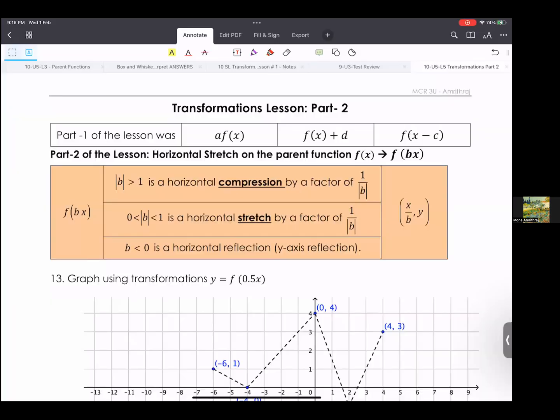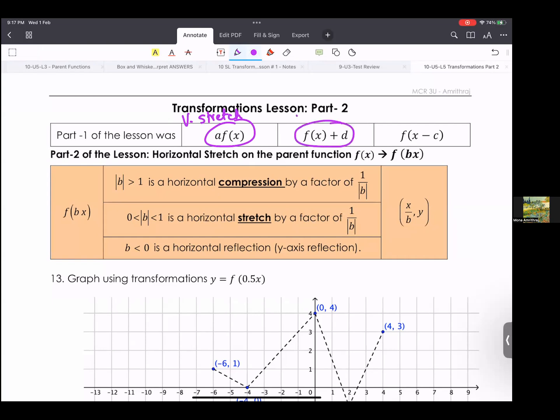Welcome back. So today we are going to look at part 2 of transformations. In part 1, that was lesson 4, we looked at vertical stretch or a vertical compression or a vertical reflection. So that was a vertical stretch. When the entire function is multiplied by a factor of a, we get a vertical stretch, right?